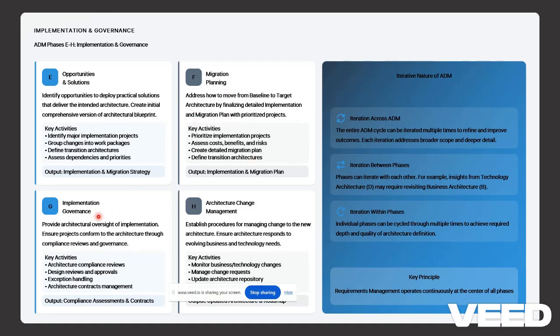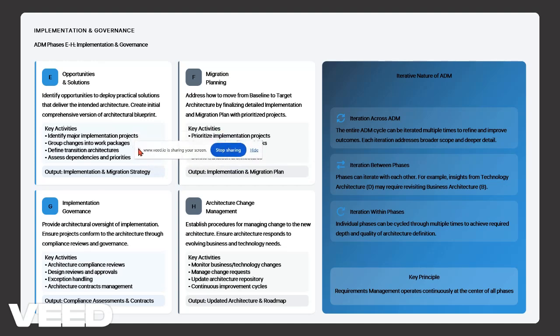Now, implementation governance. Here, the key input is how to provide the implementation of the project, confirming the artifacts thoroughly. You have to review the governance compliance and the review documents, then design the review and go for the approvals, and accept the handling and the compliance of the assets of the contract. How you are going to take it here.